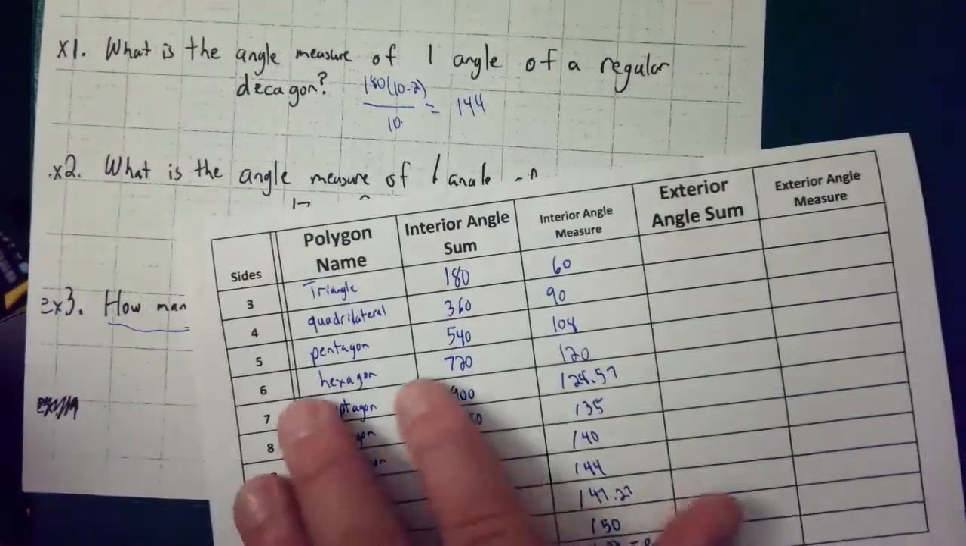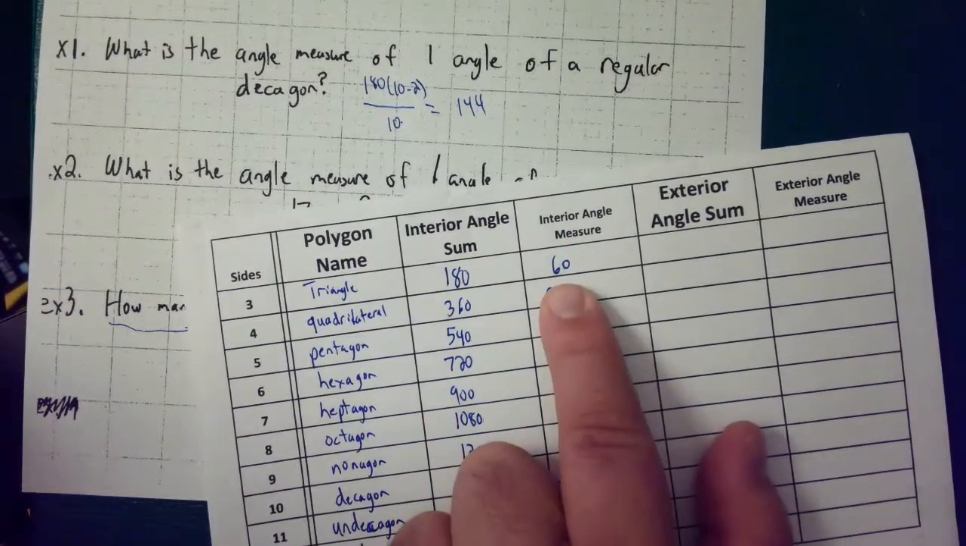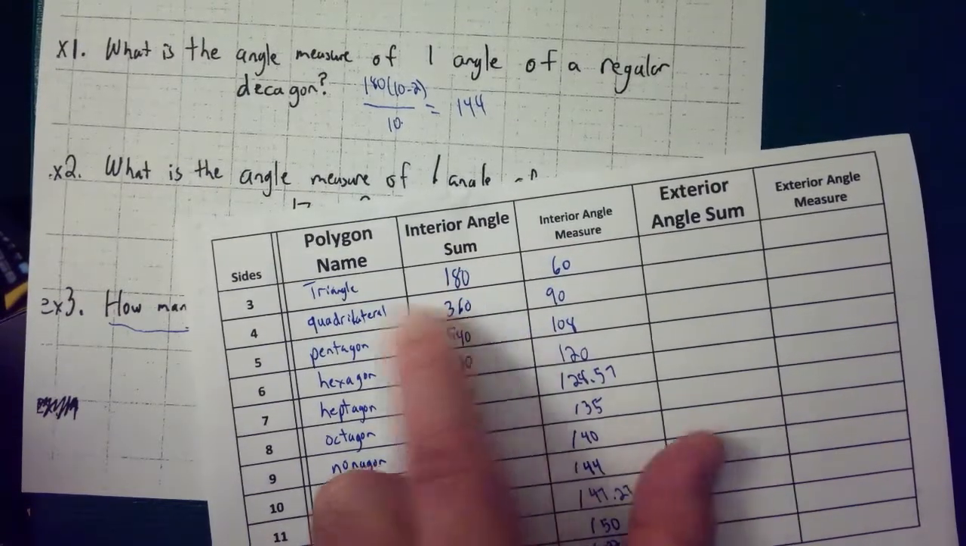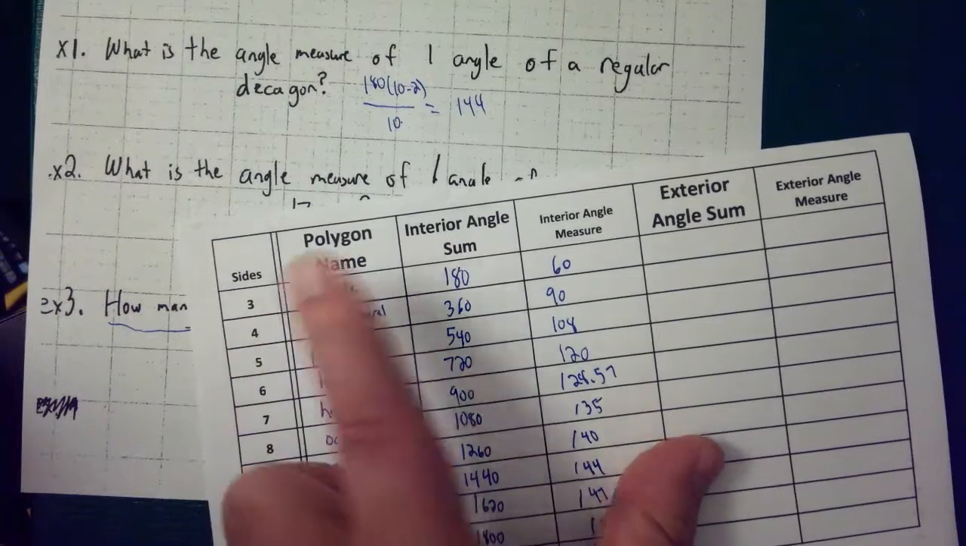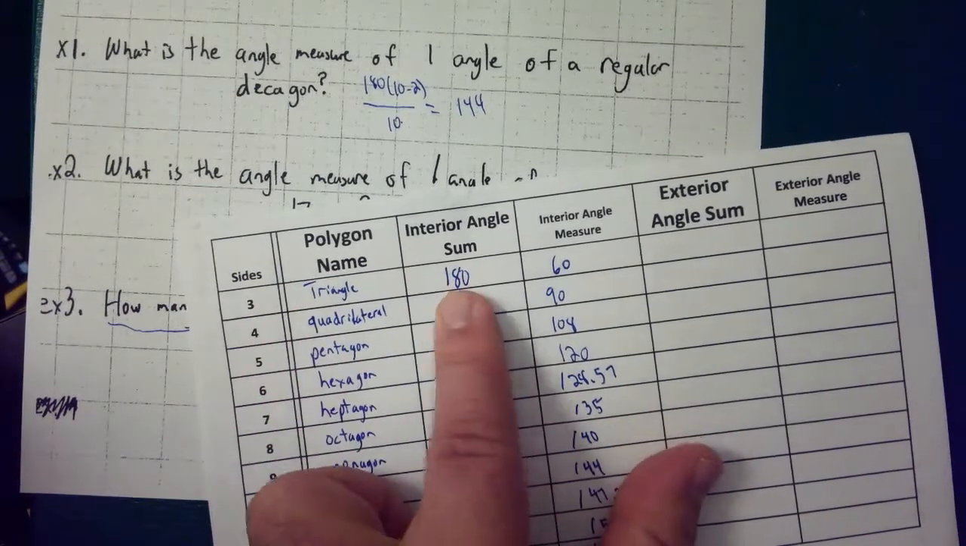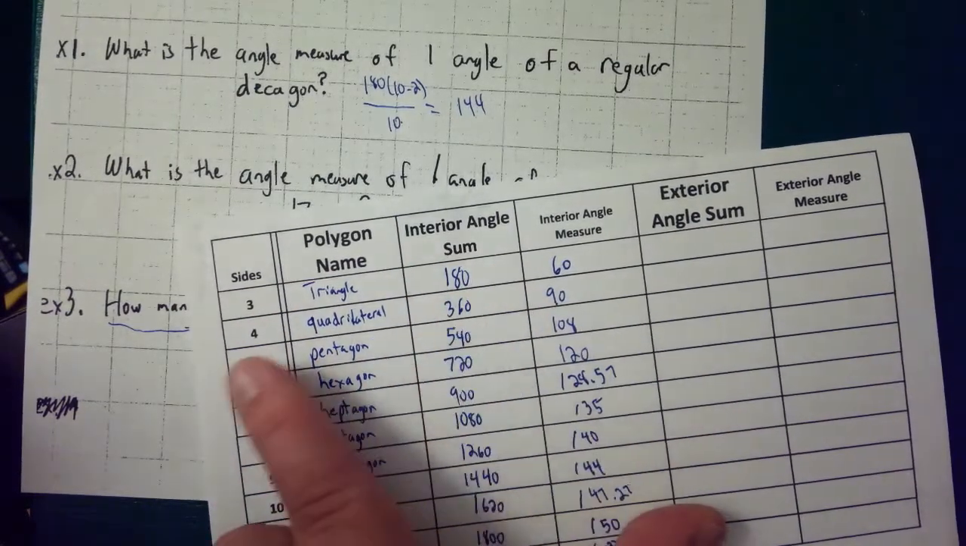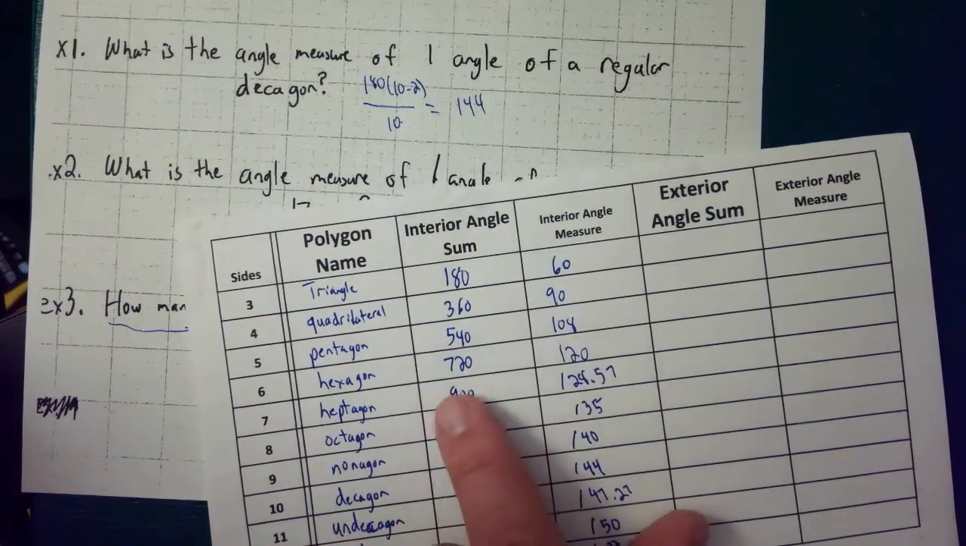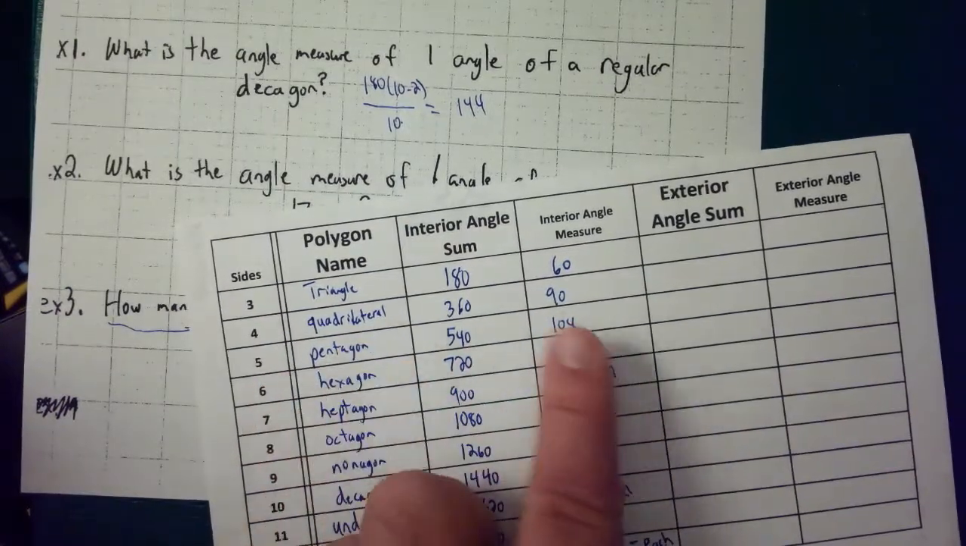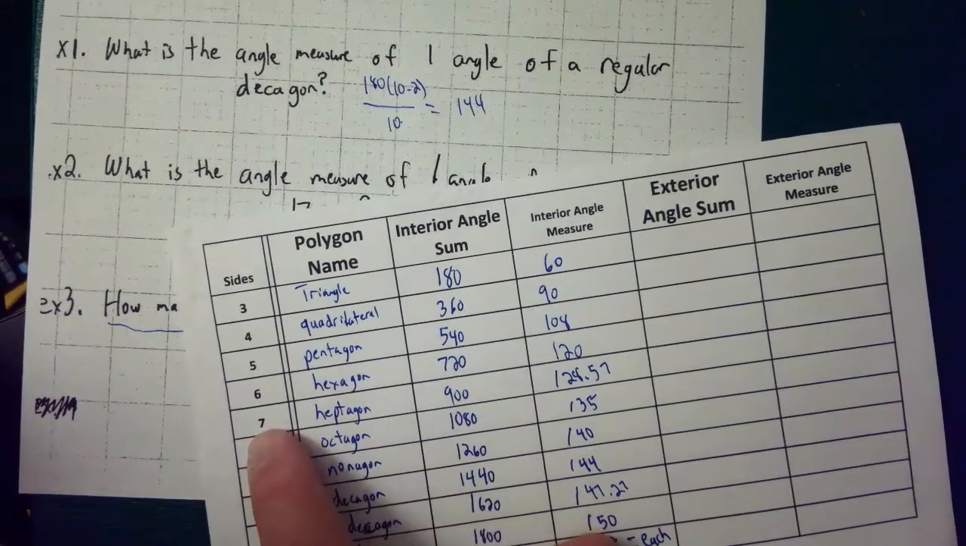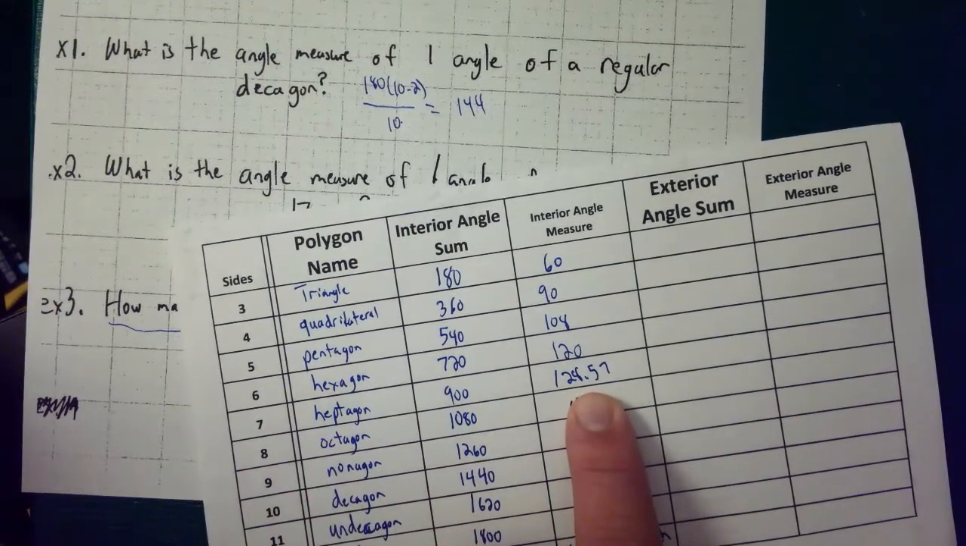To get this number here, all you do is you take this number and divide it by the number of sides. You take this column and divide it by this column. 180 divided by 3 is 60. 360 divided by 4 is 90. 540 divided by 5 is 108. 900 divided by 7 is about that. We're going to leave it at that.